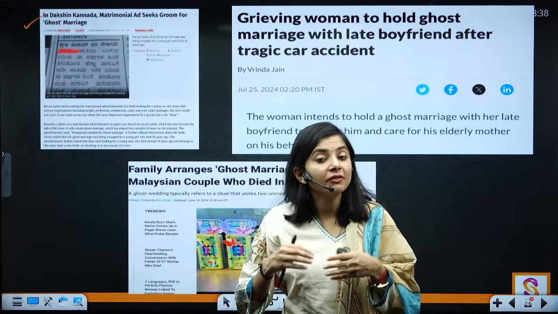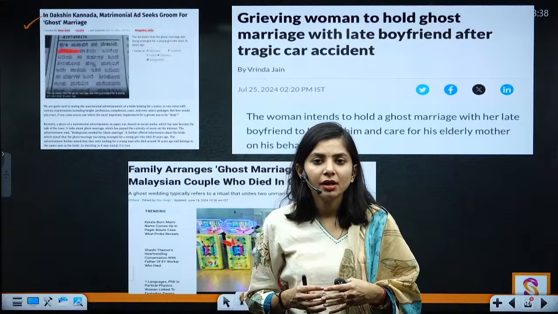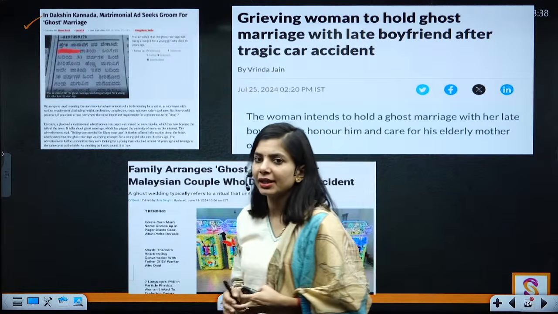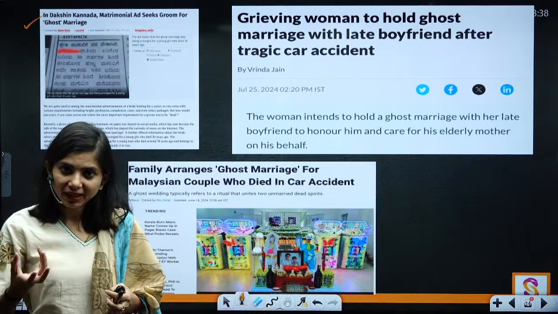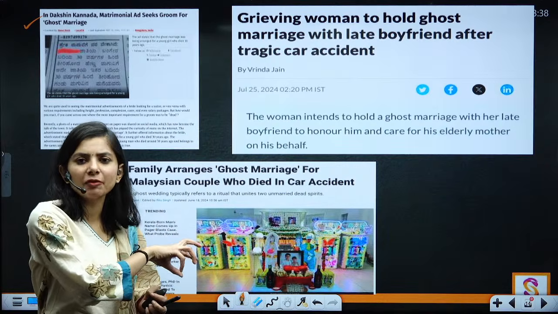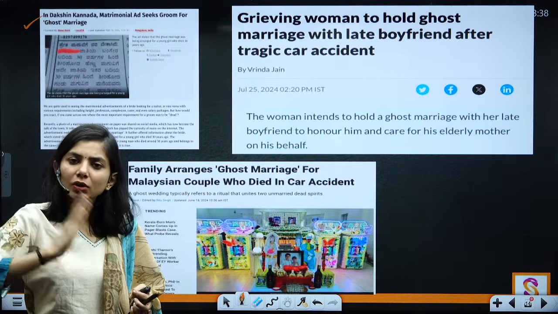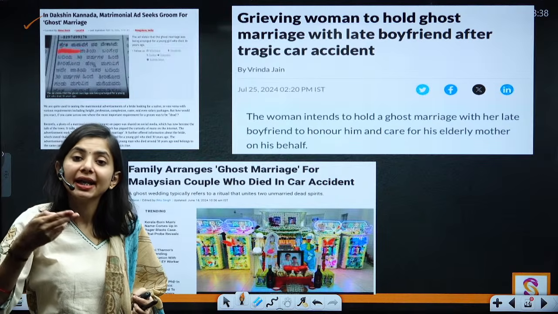They cannot have further children together. But still we are calling it marriage. So it doesn't mean that ghost marriage is a type of marriage, because it is practically not; we cannot consider it under any definition. So ghost marriage is in terms of an exception.